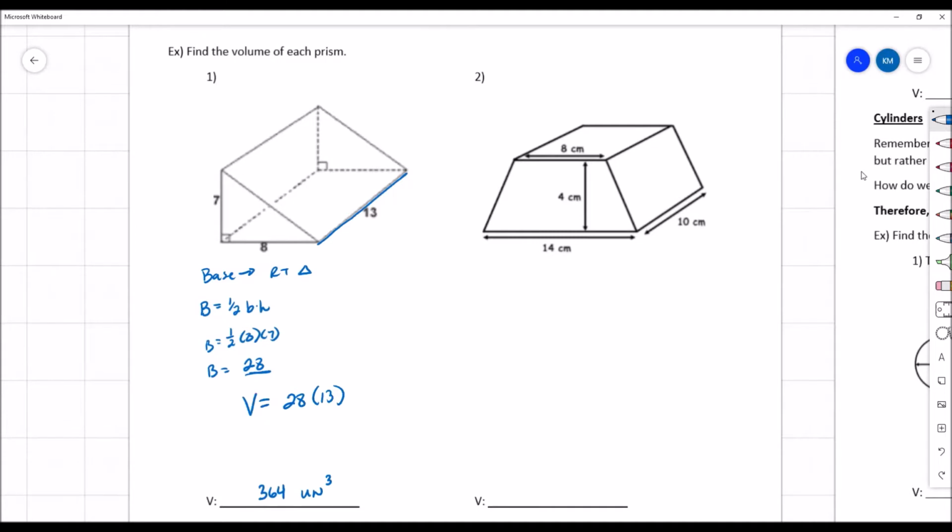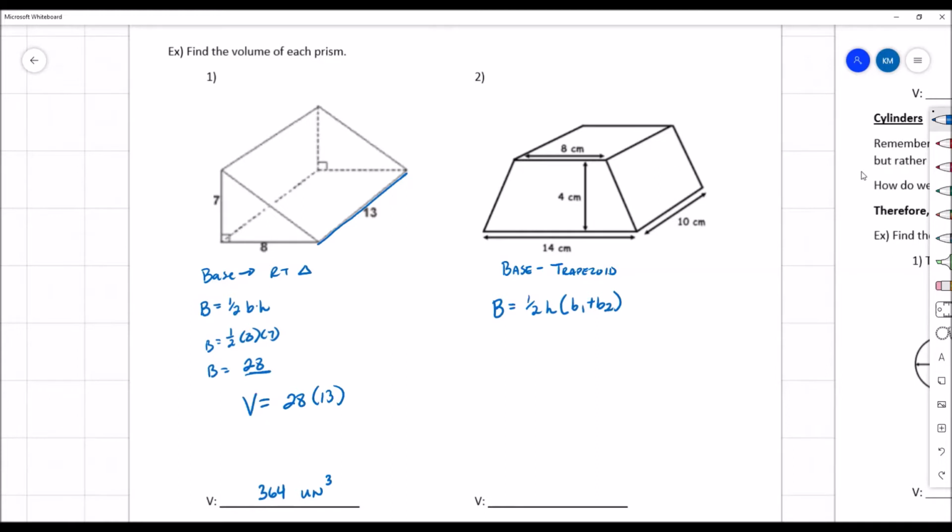Okay, number 2, we're looking at a prism whose base is a trapezoid. Okay, and so that's a little bit different for us, but we know how to find the area of a trapezoid, right? Remember that the area of the trapezoid was 1/2 the height of the trapezoid times the sum of base 1 plus base 2.